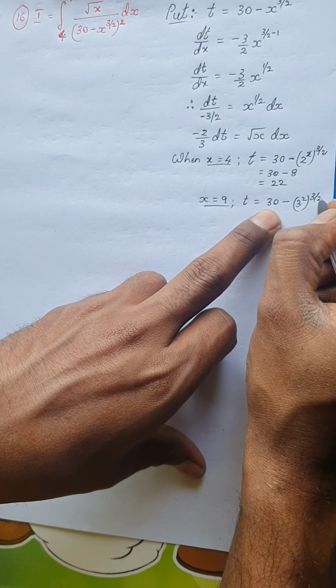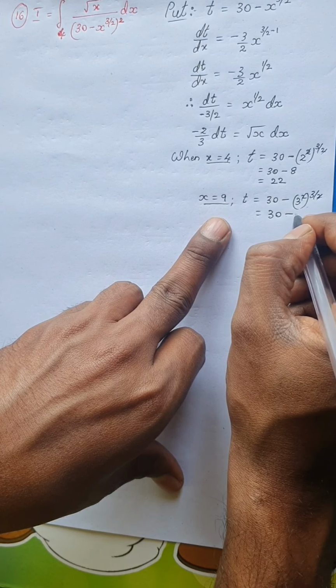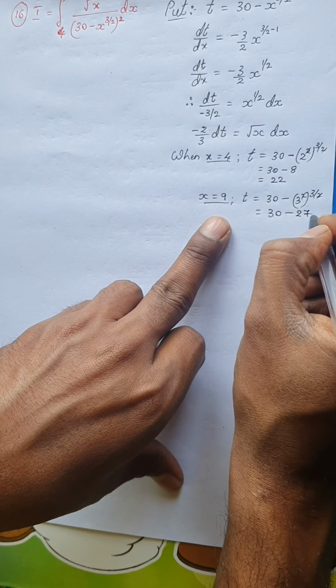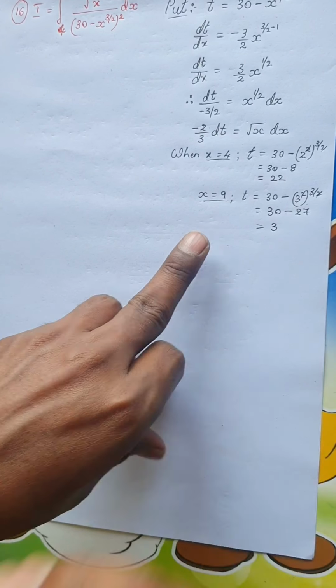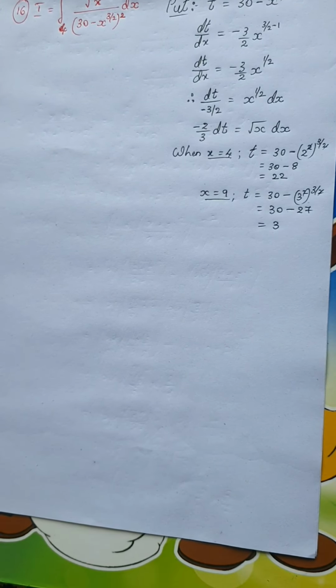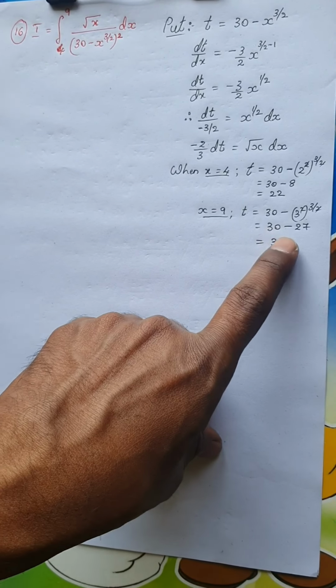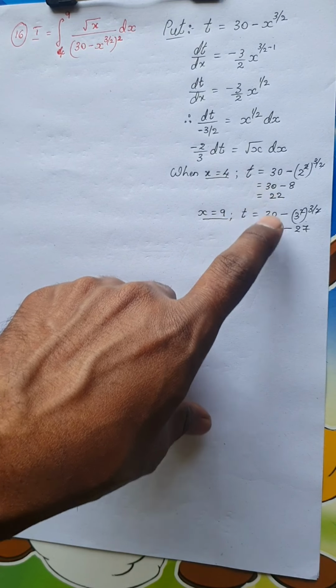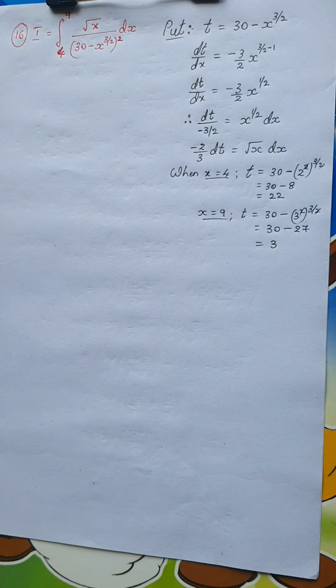3 by 2. So this 2 and 2 get cancelled. This is 30 minus 3 3s are 9, 9 3s are 27, remember. So this is nothing but 30 minus 27, which is 3. So the limits are also changing: 4 to 9 becomes 22 to 3, remember, because when x is 4, t will be 22.